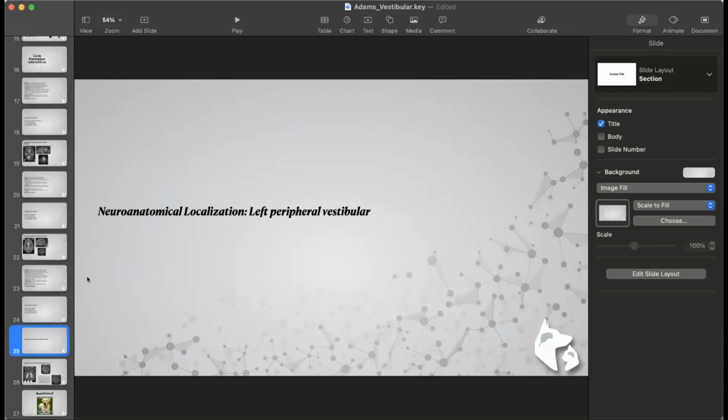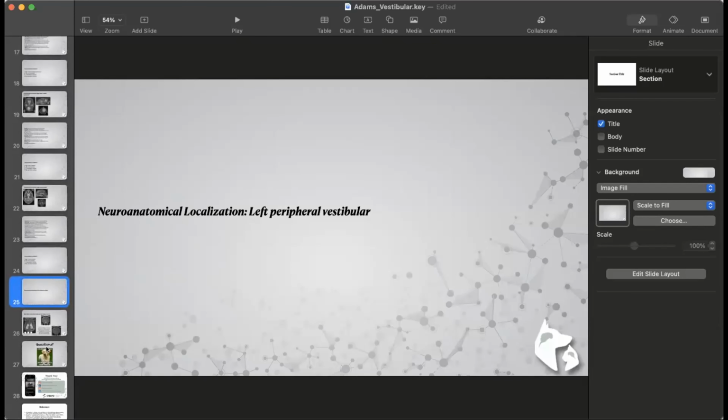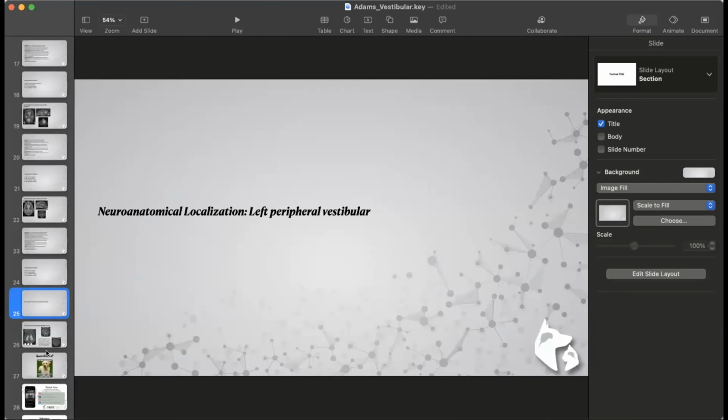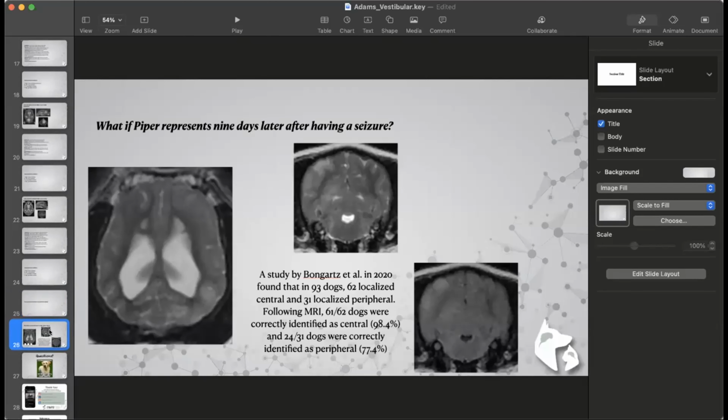So I would agree with you that she localized to left peripheral vestibular, and that's what I did. She was improving on medications at the time, so we had a suspected inner ear infection, so we continued to treat her, again, localizing left peripheral. Well, she presented 9 days later after having a seizure.